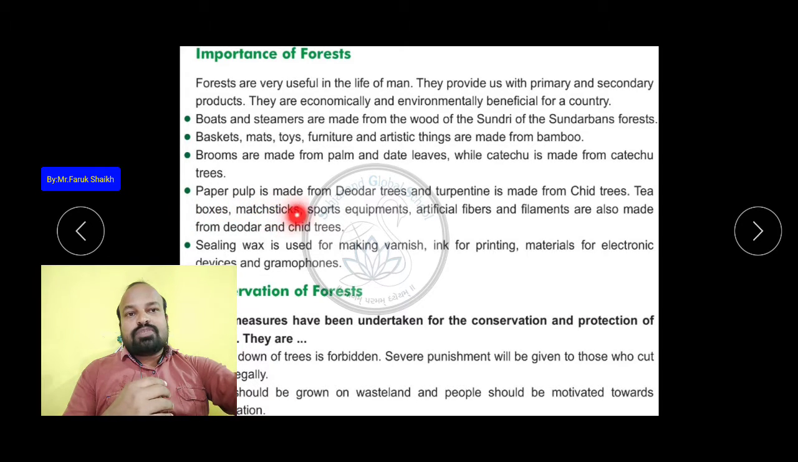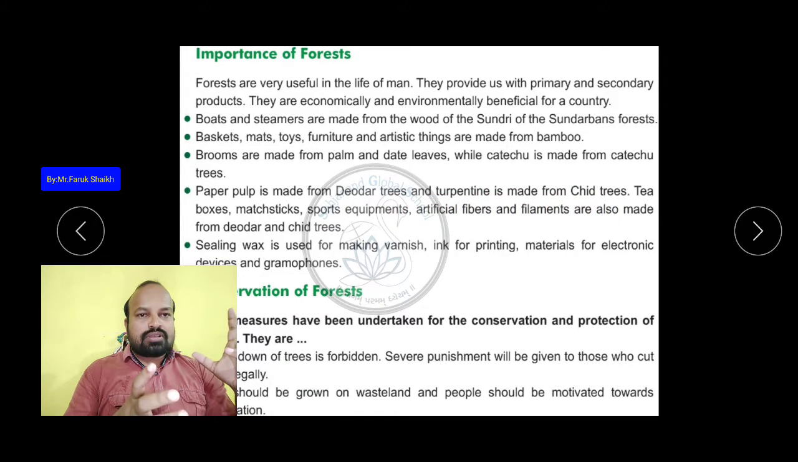Then the paper pulp is made from the deodar trees, and the turpentine is made from the chir trees. And the paper pulp is used to create the paper. Okay, and these papers are made from the paper pulp from the deodar trees, and turpentine is one kind of substance. It is made from the chir. Okay, tea boxes, matchsticks, sports equipment, artificial fibers, and filaments are also made from deodar and the chir trees. Now the deodar and the chir trees are so important.